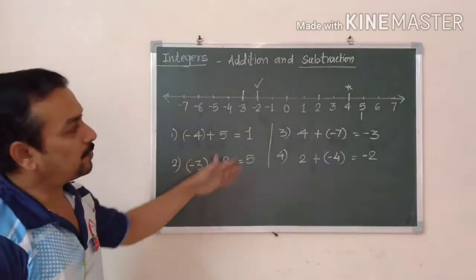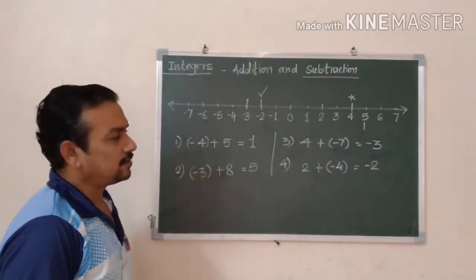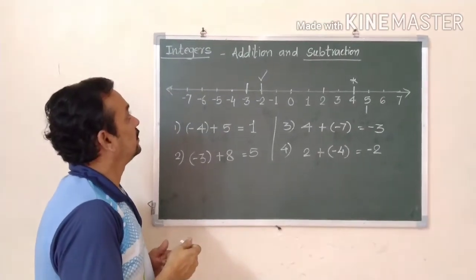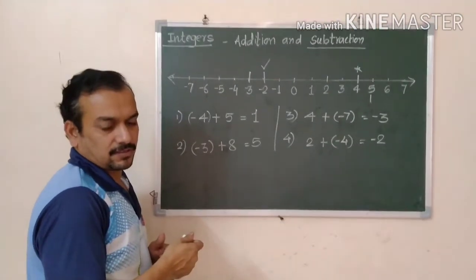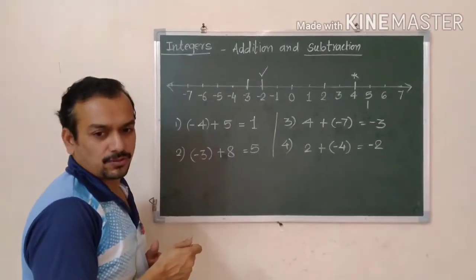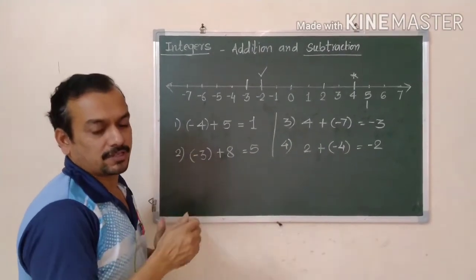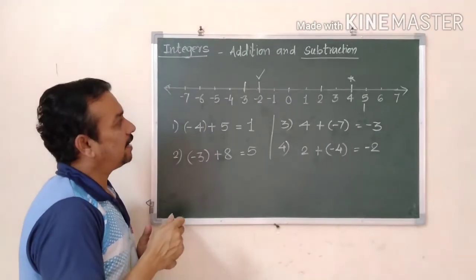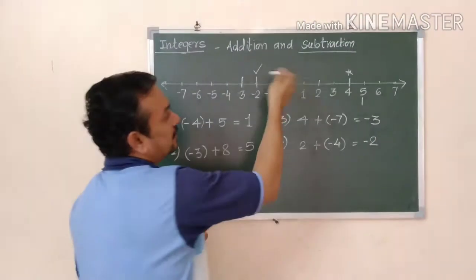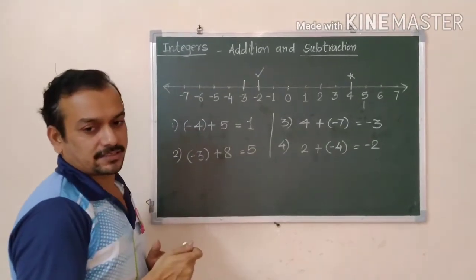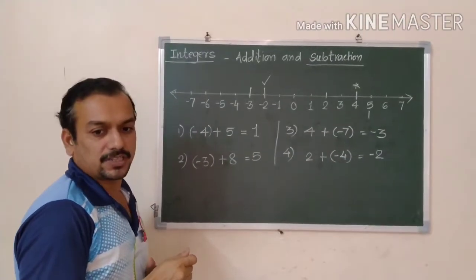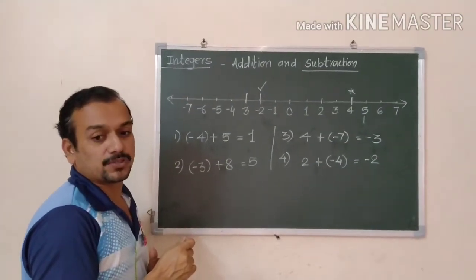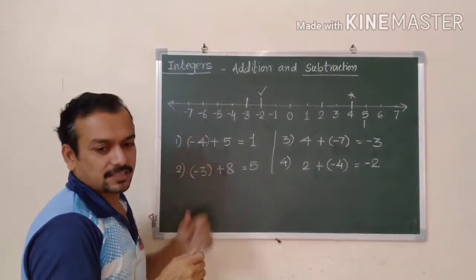Then we are going to learn about subtraction. How to subtract integers? First we have to know about the opposite number, the concept of opposite numbers, and after that we will subtract the given integers. So what are opposite numbers? We are going to learn first what opposite numbers are with the help of this number line.